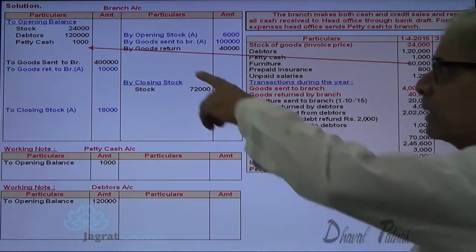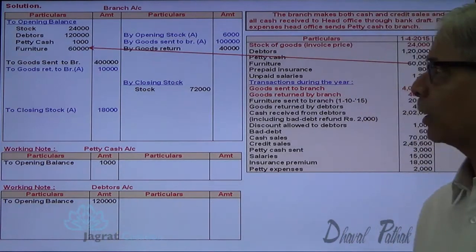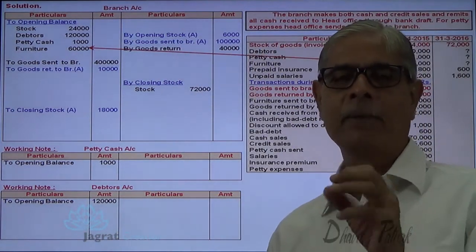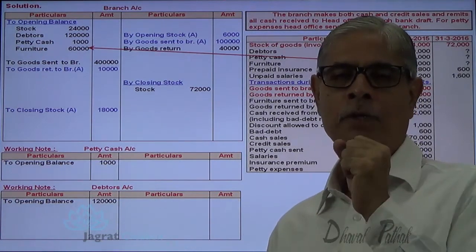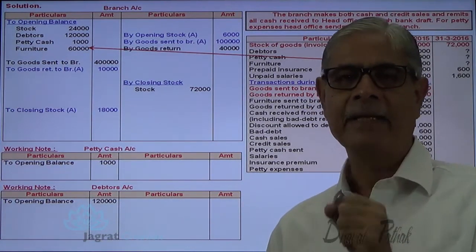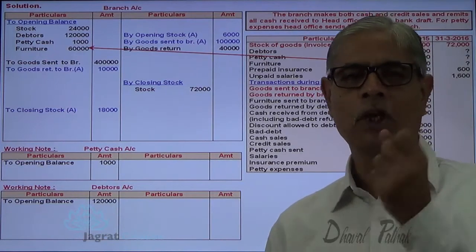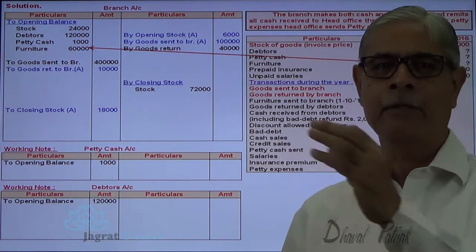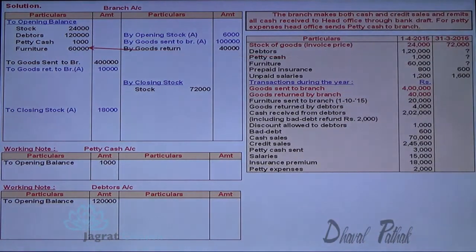Furniture given to the branch at the beginning of the year. Branch account debit to furniture account. All the assets are given to the branch at the beginning of the year. By that, the economic existence, economic identity of branch gets created. So economic identity of branch is created by giving assets and liabilities. Prepaid insurance is also an asset that is given to the branch, branch account debit to prepaid insurance account.